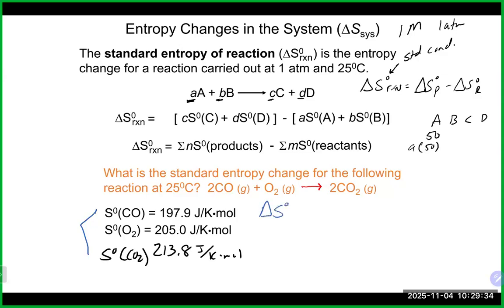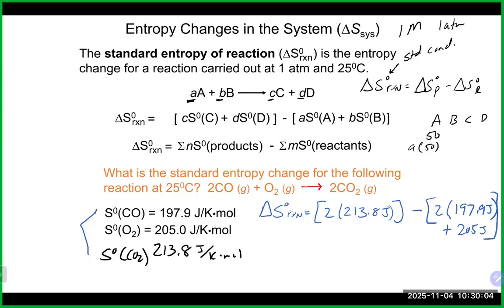So our delta S here is going to be our product, which is 2 times our value of CO2, 213.8 joules. We're going to then subtract from it our reactants. So we'll go 2 times the value of CO, which is 197.9. We're going to add it to our other reactant, O2, which will not be 0 here, as we do have a value for it. And that's going to get us here. It looks like a minus 173.2 joules in this case.